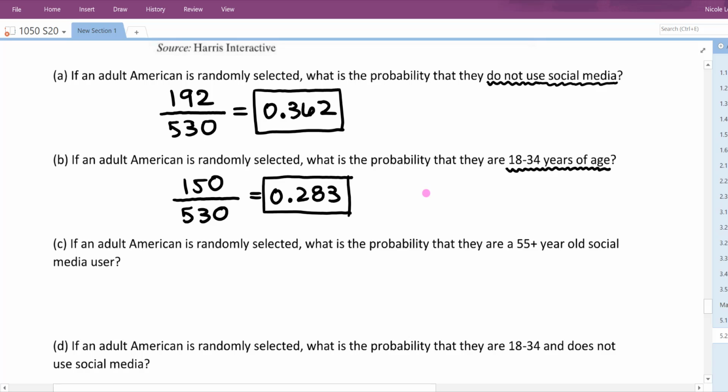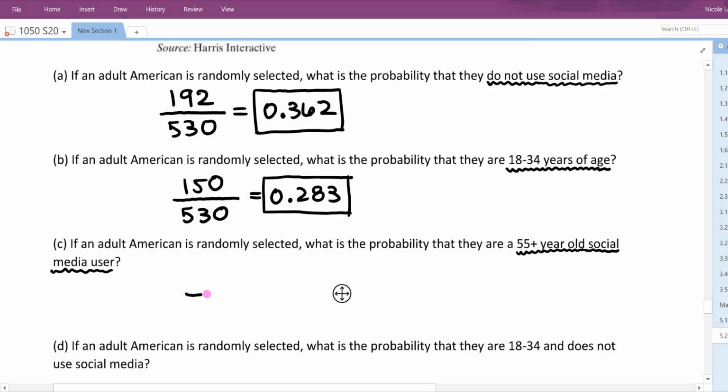Okay, so now part C will be a little bit different. It says, if an adult American is randomly selected, what is the probability that they are a 55 plus year old social media user? So they're 55 plus and they're also a social media user. That's how you want to interpret that statement.